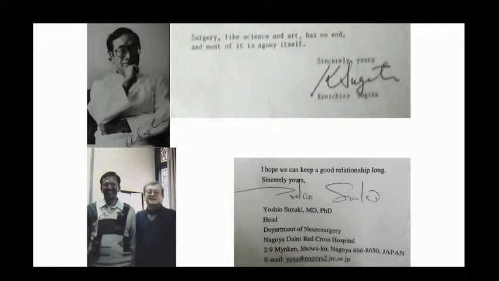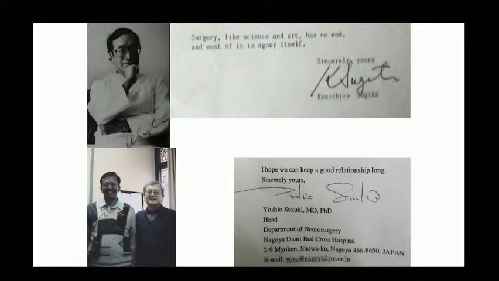And Professor Sugita, before he passed away, sent an atlas to Professor Chhabra. And the last lines of the atlas, I have taken a photograph and I would like to quote to you. Surgery, like science and art, has no end, and most of it is agony itself. So a lot of hard work, very little returns, but still it is very gratifying.